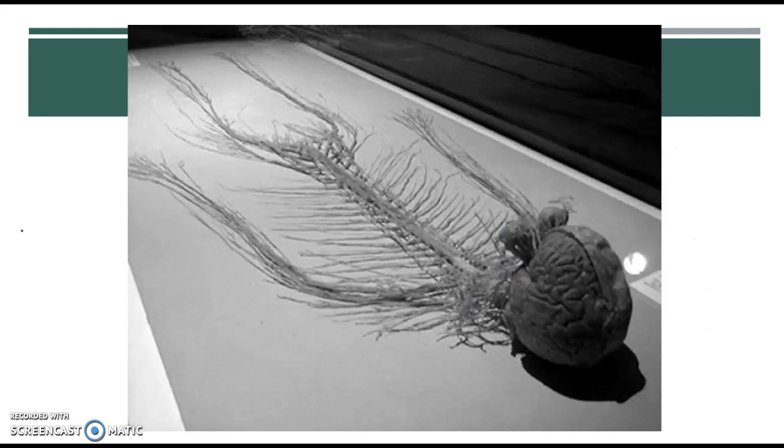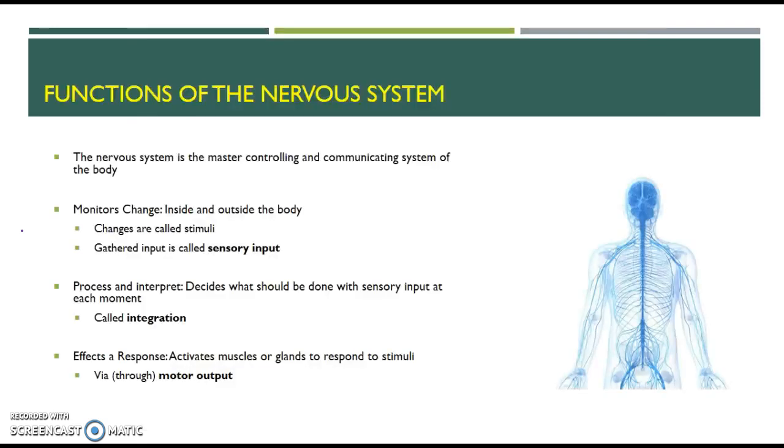So here's just kind of a cool picture I like to show everybody at first. It's the nervous system isolated from a dissection, and you can see how it's very intricate and goes throughout your entire body. So first, let's talk about the functions of the nervous system. The nervous system is your number one controlling and communicating system. Close behind it is the endocrine system, but nervous system is first.